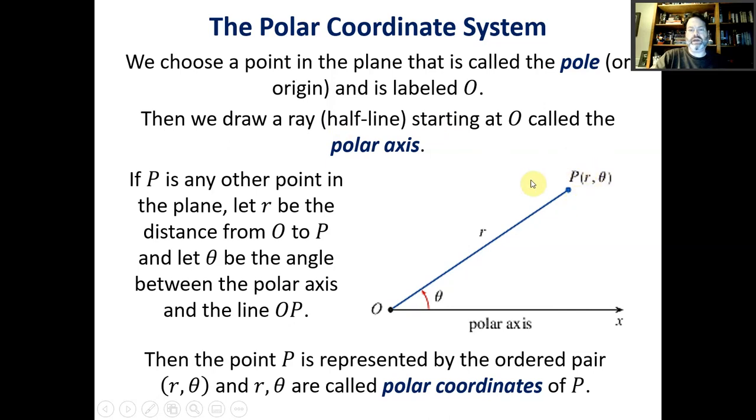P is any other point in the plane. R is the distance, so R stands for radius here because it's polar, so we're imagining circles. And it's the distance from O to P. And theta is the angle in between. And we always measure counterclockwise as positive theta. Same as your trigonometry version of this stuff. And then the coordinates are R and theta. So R tells you how far to go from O. Theta tells you how far to go counterclockwise. And those are polar coordinates.